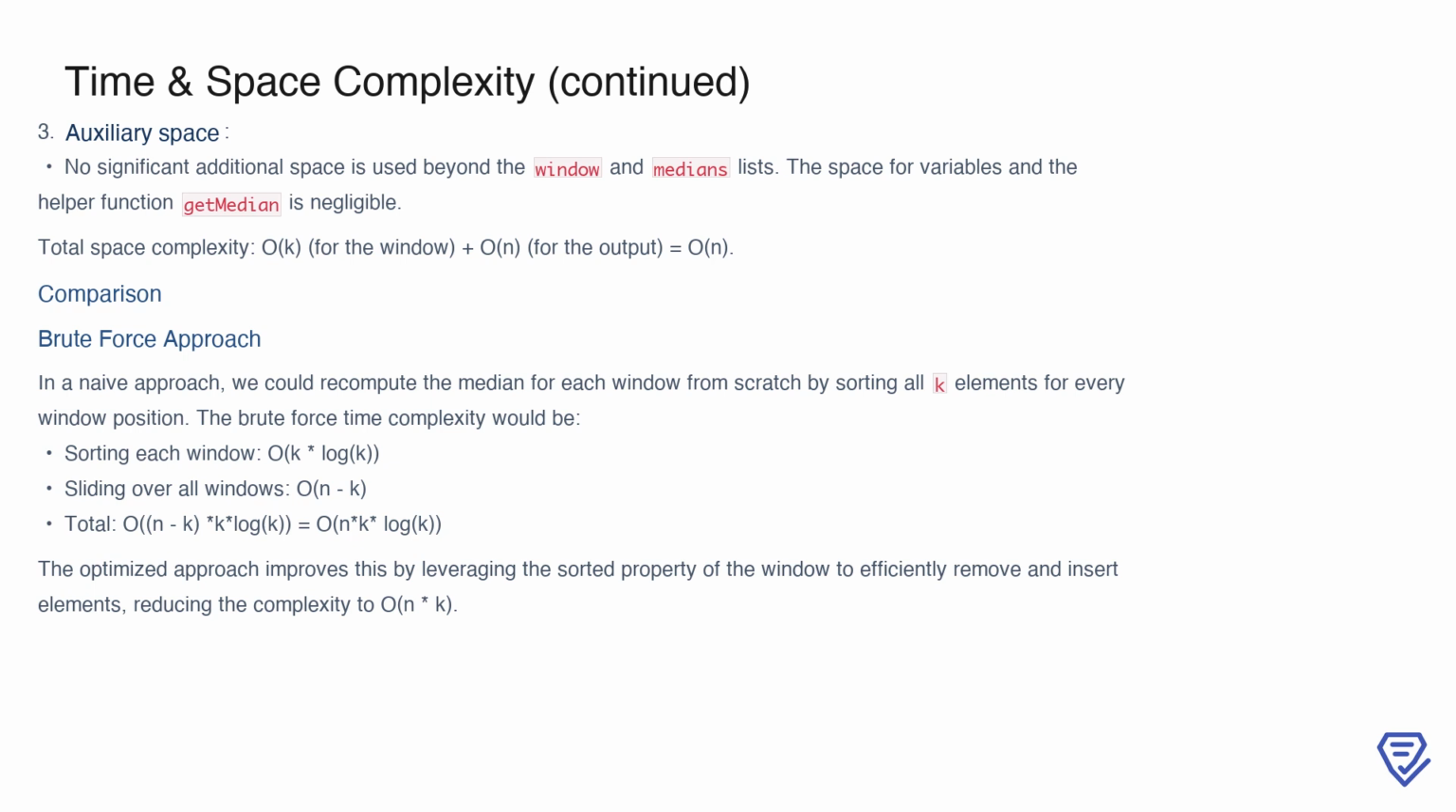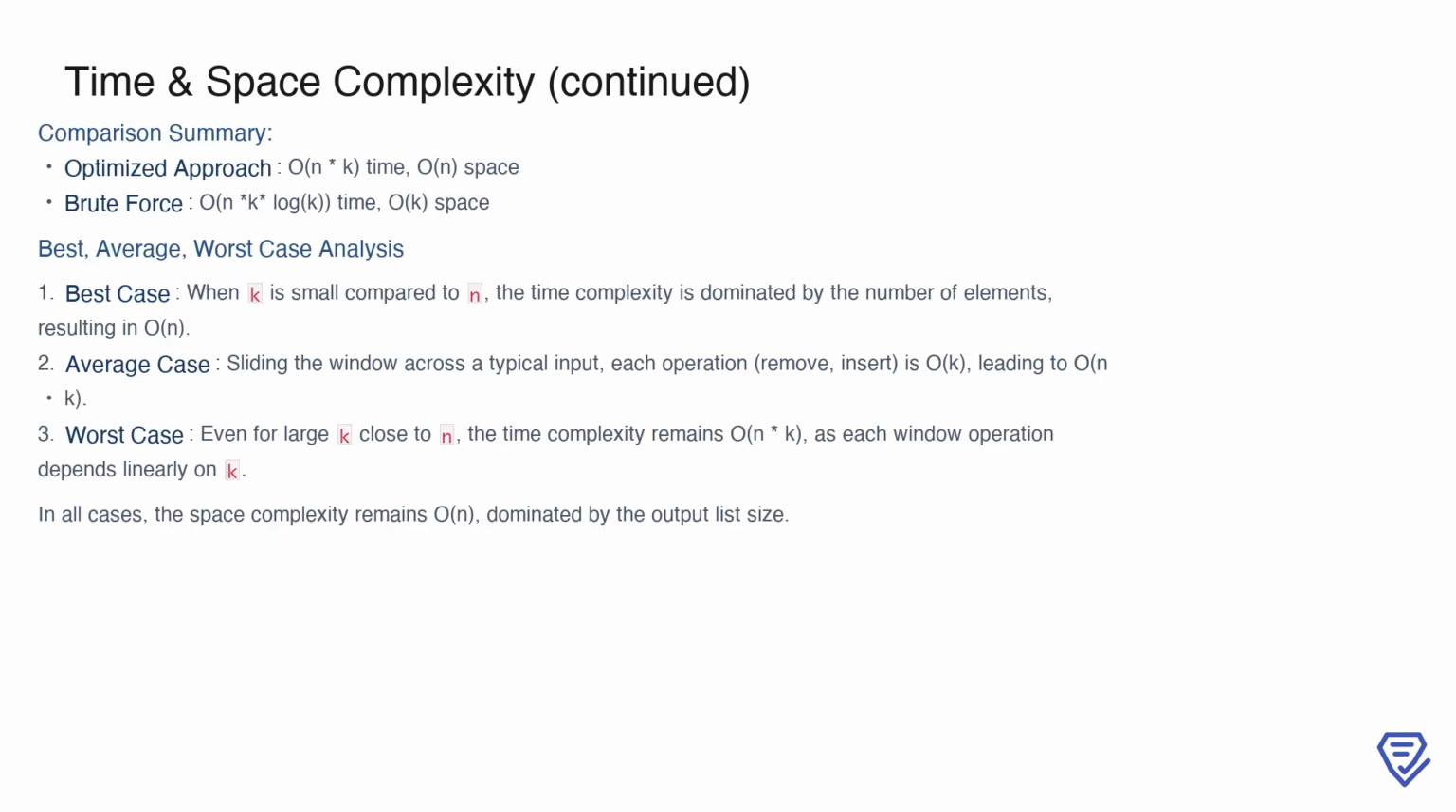To compare, a brute force approach would involve recomputing the median for each window by sorting all k elements every time. Sorting each window costs O(k log k), and with n − k windows, the brute force time complexity is O((n − k) * k log k), which simplifies to O(n * k * log k). By leveraging the sorted property and efficient insertions and deletions, the optimized approach reduces the time complexity to O(n * k), making it significantly faster than the brute force method. In summary, the optimized approach achieves O(n * k) time complexity and O(n) space complexity, while the brute force method takes O(n * k * log k) time and O(k) space.